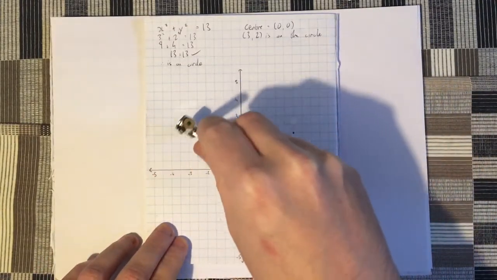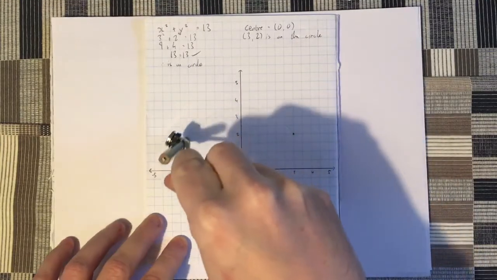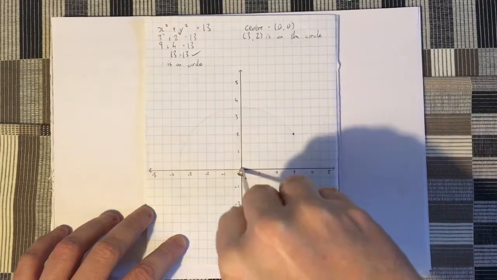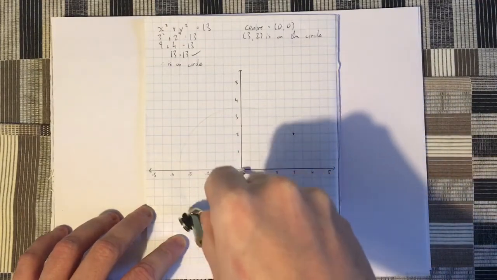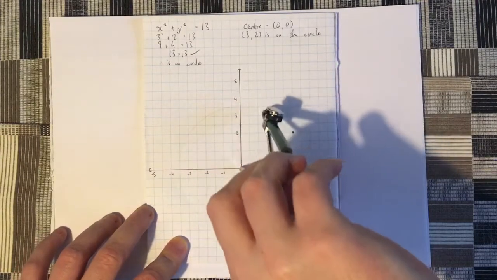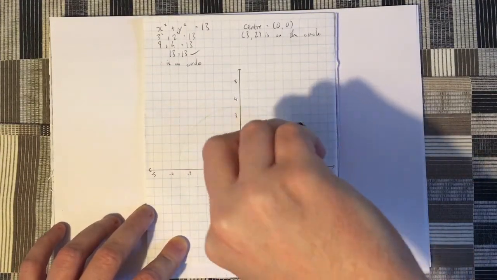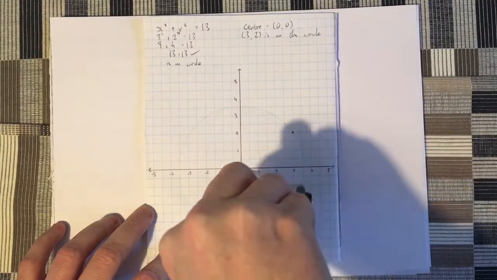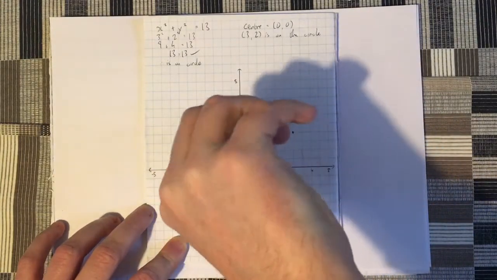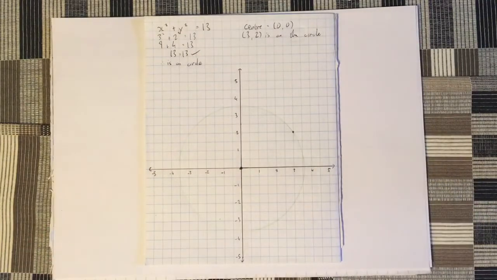and then it might be a little bit faint here, but you should just about hopefully be able to see that. Maybe not. All right, but with a better quality pencil, not a green pencil, you'll be able to see that circle. All right, so that's that circle drawn.